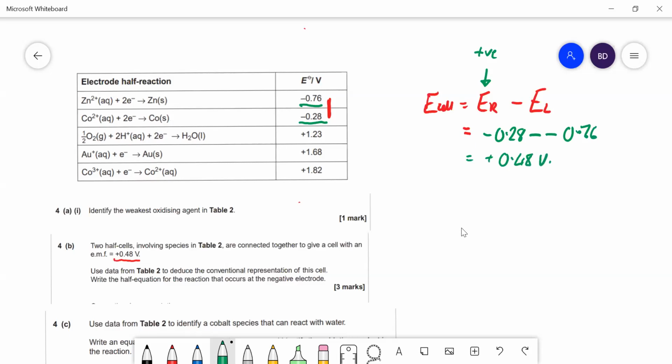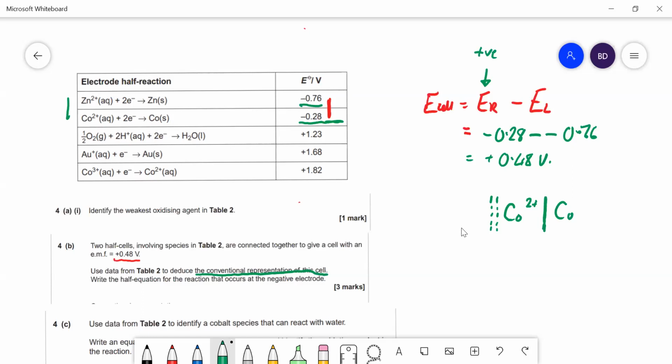Deduce the conventional representation of this cell. Okay, so let's do that. Looking at these two, first of all, start with our salt bridge in the middle. Convention, we said put the positive on the right. So the most positive is the cobalt one here. So I'm going to put Co2+ and then Co. Why did I put the 2+ next to the salt bridge? Well, that's because the oxidized species always goes next to the salt bridge. That's the convention. A straight line here because we've got a phase change, because it's cobalt metal.